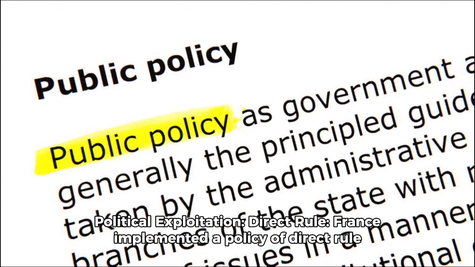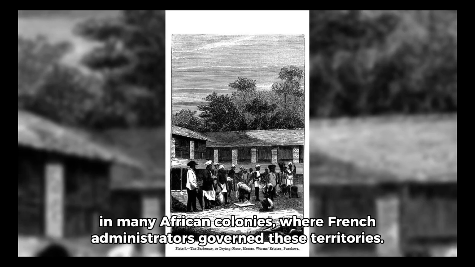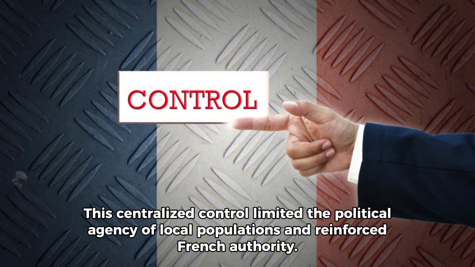Political exploitation, direct rule: France implemented a policy of direct rule in many African colonies, where French administrators governed these territories. This centralized control limited the political agency of local populations and reinforced French authority.